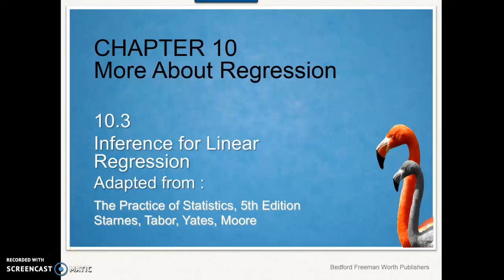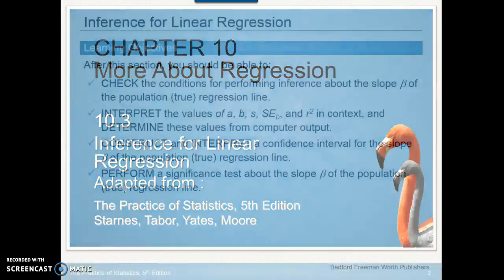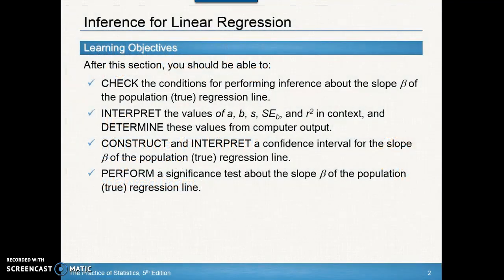Welcome to Chapter 10, Lesson 3, where we're going to be discussing inference for linear regression. This is going to be the last type of inference testing that you are using in AP Statistics. Go ahead, take a minute, read what we're going to be doing in this section, and then we'll go ahead and get started.